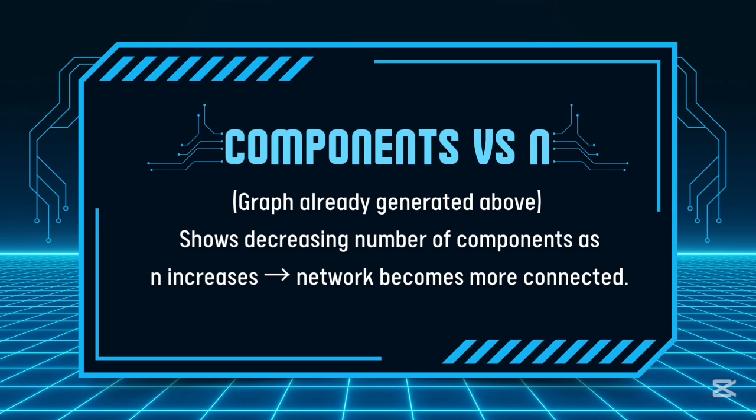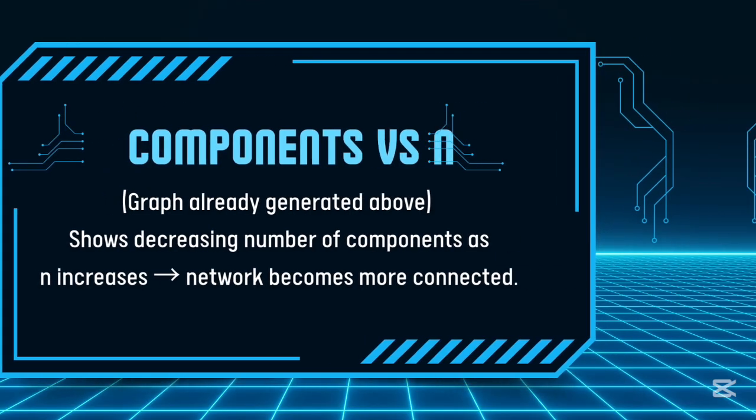From the graph, it is clearly visible that when the number of users is relatively small, such as 500, the network contains many disconnected components. However, as the value of n increases, the number of connected components decreases significantly. The trend line highlights this pattern, indicating that the network becomes more connected as the number of users grows.